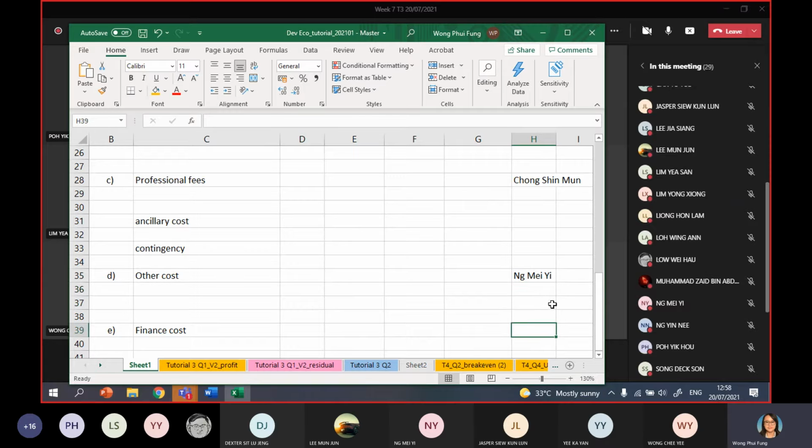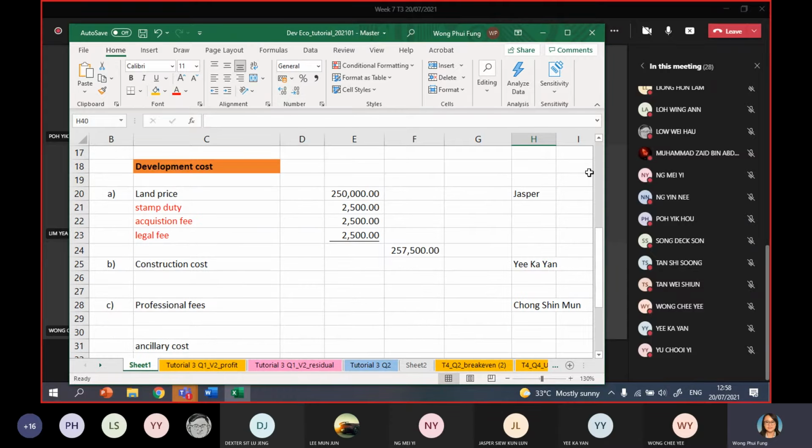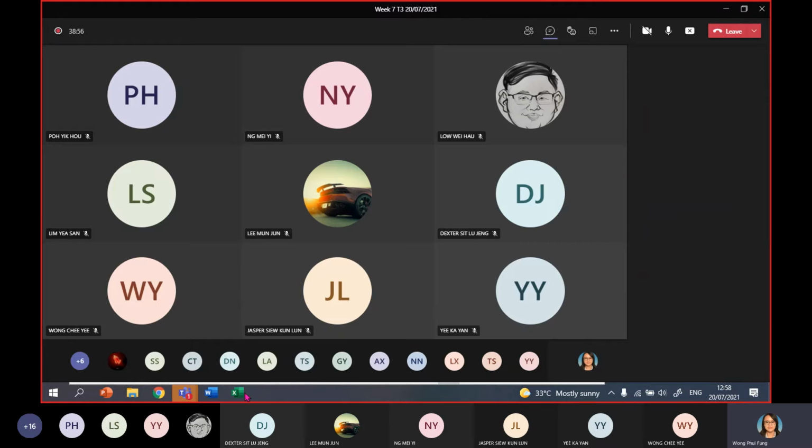Then finance cost, I have to ask this girl, Chui Yi. Chui Yi always asks me questions. Chui Yi, your turn. Now my turn to ask you. Chui Yi, are you there? Help me to calculate finance cost. Finance cost is a bit tricky, but I believe you all can do it. Just now I saw the answer already.